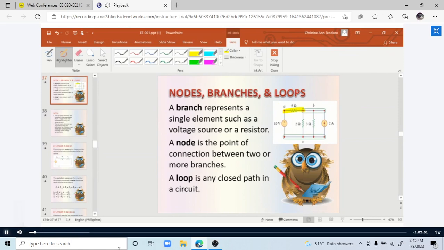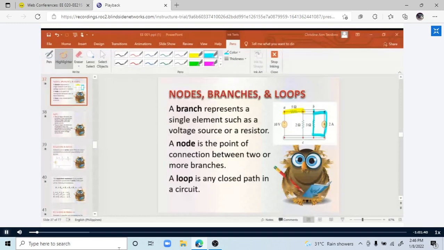The highlighted part. Okay, is this a branch, a node, or a loop? Branch. Very good. Okay, how about this one? It is a loop. Okay, so basically you already know what is the difference between branch, node, and loop.